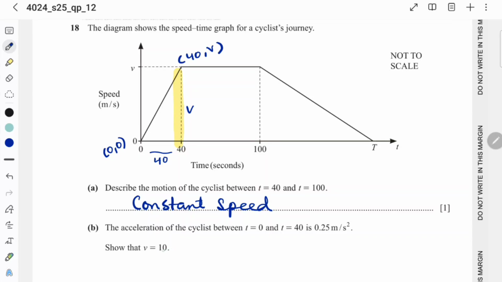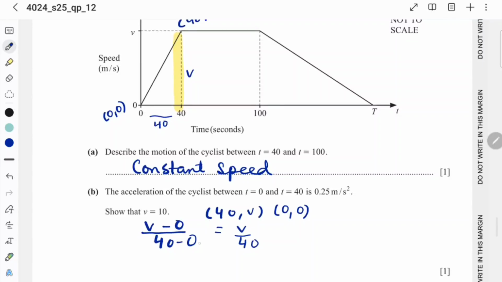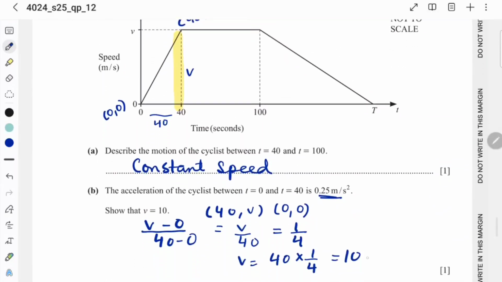Gradient is y2 minus y1 over x2 minus x1. I took (40, v) and (0, 0). So that is v over 40, which is rise over run. So v over 40 equals 0.25, which means a quarter. So v equals 40 times a quarter, which is only 10, because 4 times 10 is 40. So v equals 10 meters per second.